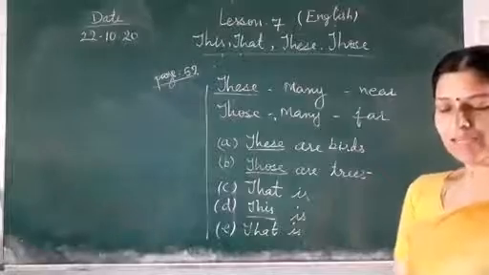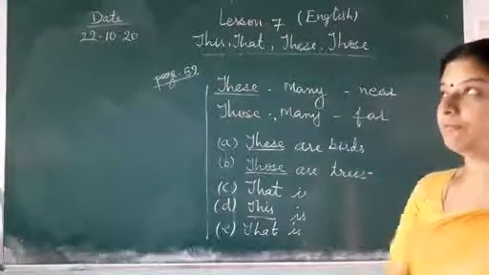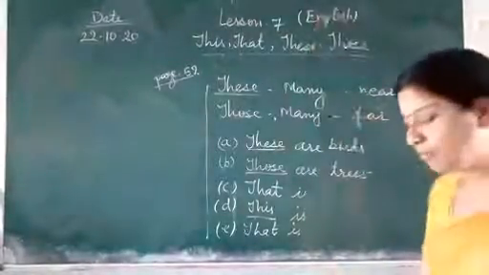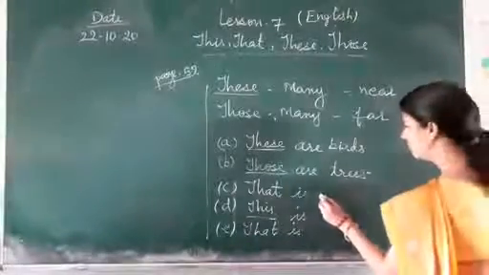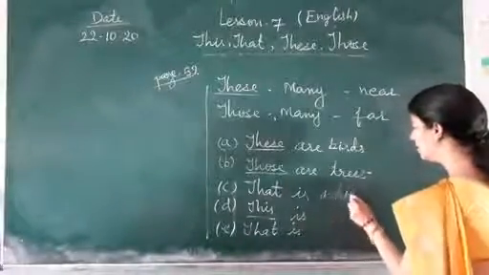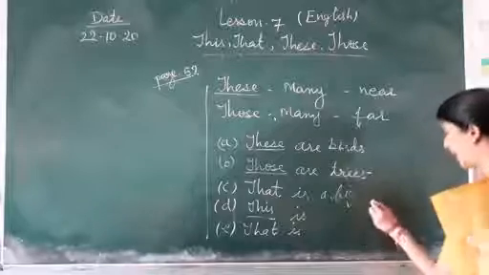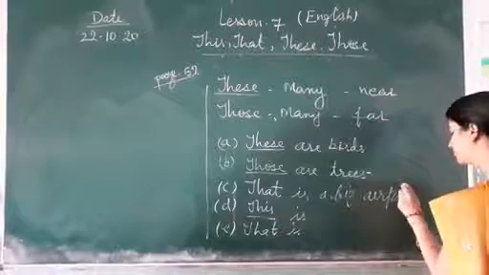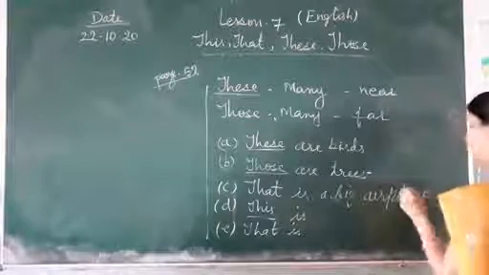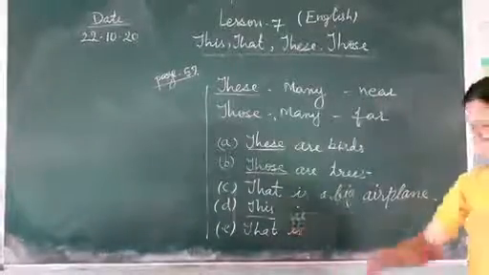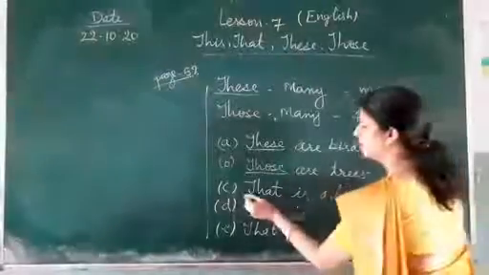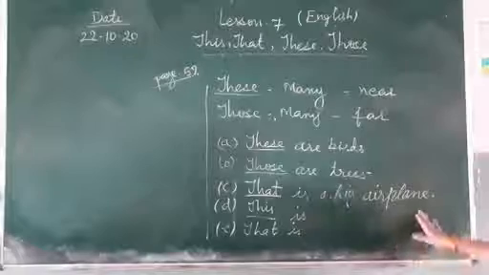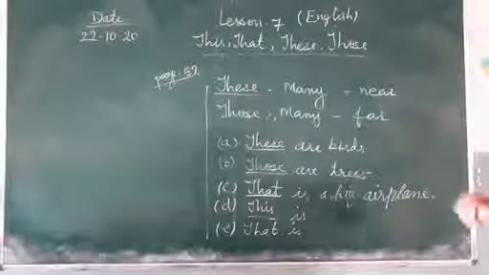Now, that is a big airplane. The airplane is far from the boy. That is a big airplane. Why are we using that? Because the airplane is far from the boy.